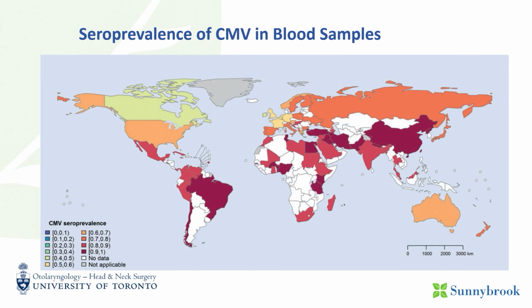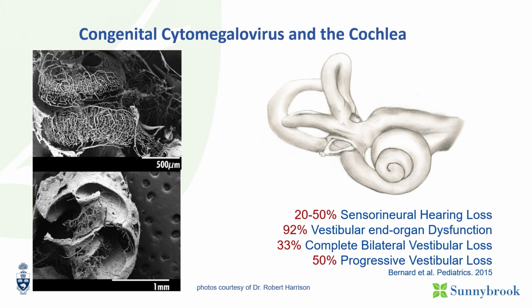So it's really common. What it does to the cochlea, this is a mouse model. The top image is showing the stria vascularis in a normal mouse, and the lower image is actually what happens with cytomegalovirus. So it really destroys the stria vascularis, which leaves the cochlea very fragile and really susceptible to not only hearing loss, but also vestibular disorders.